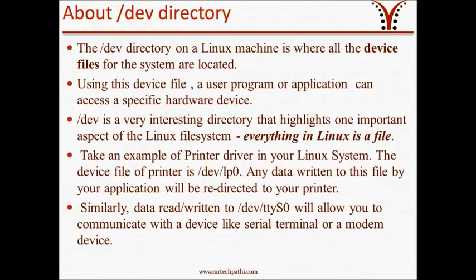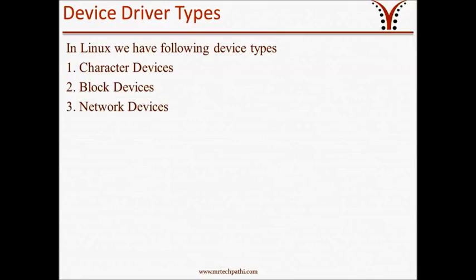Take an example of a printer driver in your Linux system. The device file of a printer is /dev/lp0. Any data written to this file by your application will be redirected to your printer. Similarly, data read or written to /dev/ttyS0 will allow you to communicate with a device like a serial terminal or a modem device.